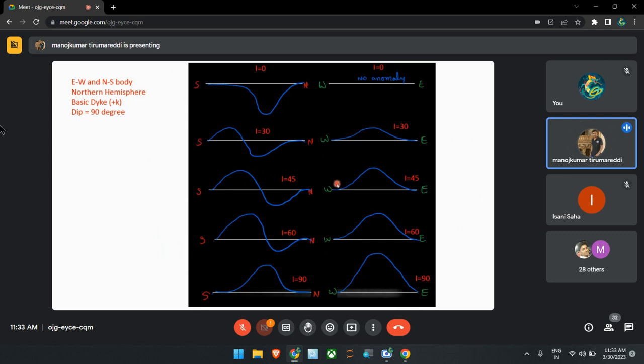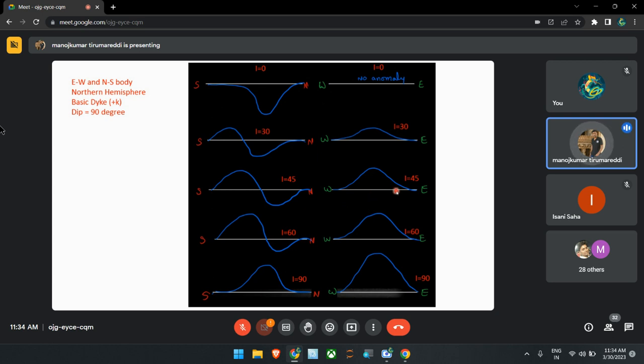If you see the anomaly patterns for a susceptibility body having a dip of 90 degrees, here I have written south to north and here west to east. At every I value the amplitude will be the same, but the phase, that is the shape of the curve, will change.